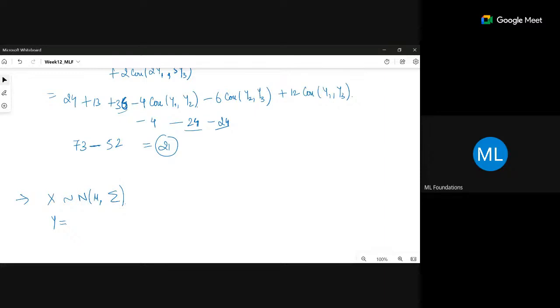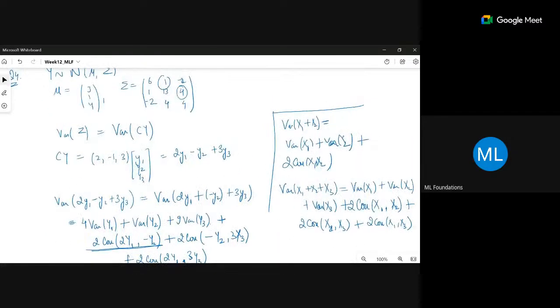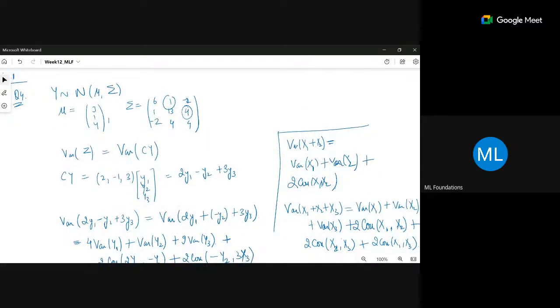Can you tell me what was the property? Yes, ma'am. It is C into the covariance matrix into C transpose. Okay, then C transpose. Yes, ma'am. This is the variance for what? For y. Variance of y, okay. In this case, you have z equals Cy. I mean, your z is Cy here, right? Yes, ma'am. Yeah, okay.